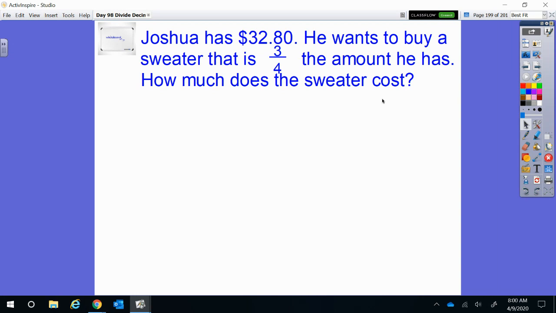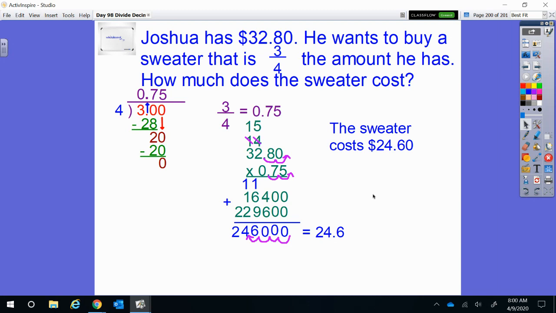Hit pause now. All right, here we are. And there's the process. I will simply let you watch the process and see. So 3/4, we had to divide 3 by 4, and you get 75 hundredths. And then you multiply 75 hundredths times $32.80, and you get $24.60. I'll leave the process there for a moment. Remember, you can hit pause at any time and freeze that screen and look at what's been done. Pause it now if you need to and look at the screen.